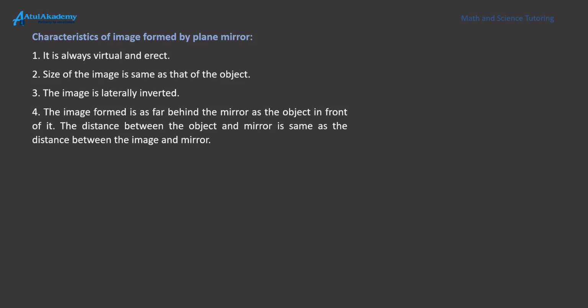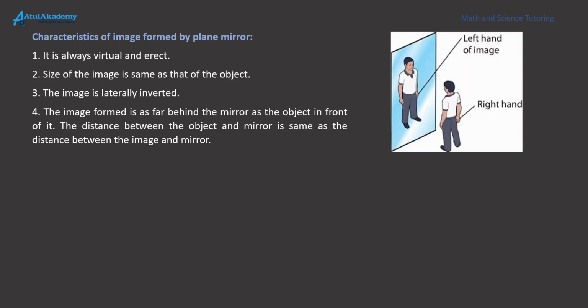The images formed by plane mirror have some special characteristics. You would have seen also when you see daily, the images are virtual and erect. The meaning of virtual is you cannot produce it on a screen, your image will be behind the mirror only. Erect means it is upright. Size of the image, if you check, is the same as that of the object. It's exactly the same. Then the image is laterally inverted.